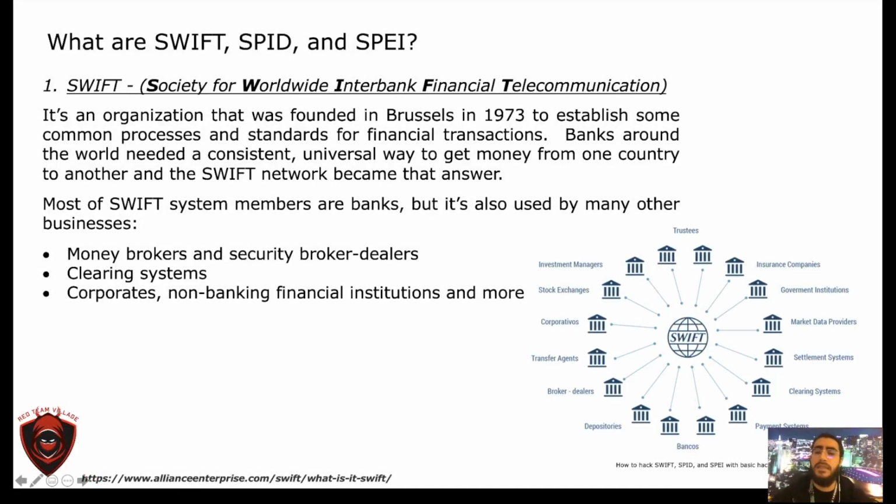What are SWIFT, SPID, and SPEI? Mainly, they are systems used to transfer money between financial institutions, with some differences. SWIFT was born to fulfill a need to establish a universal way to get money from one country to another and set standards for financial transactions. So the Society for Worldwide Interbank Financial Telecommunication was created.